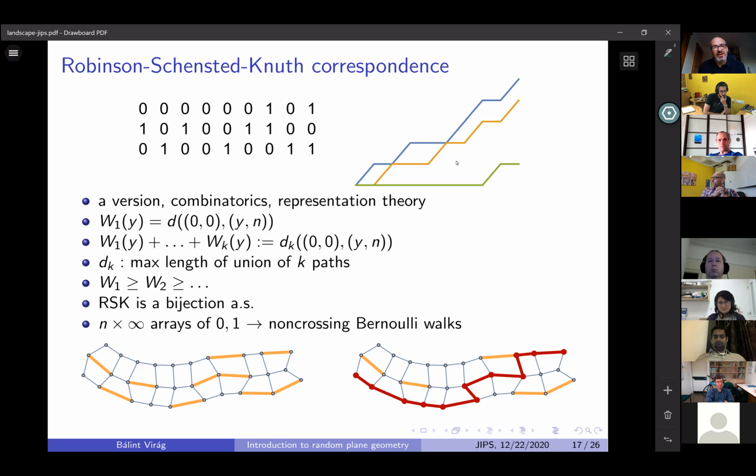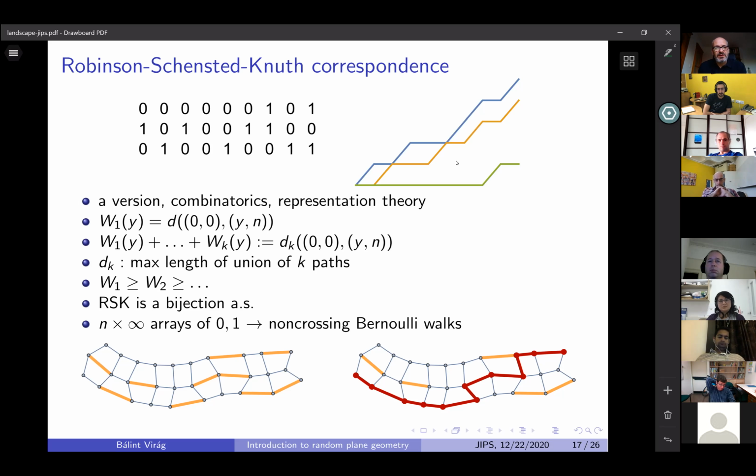So n is 3 here, and infinity, well, is the other direction. I'm going to assign some to this array, a bunch of functions, or, well, these are discrete functions, and those are represented on the right. So they're actually Bernoulli paths, if you like.